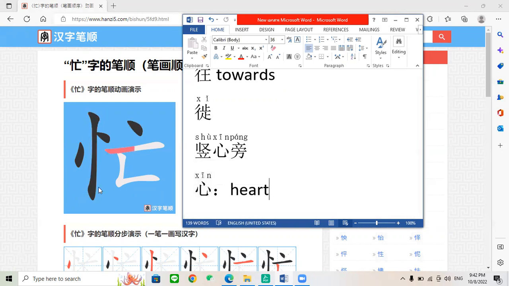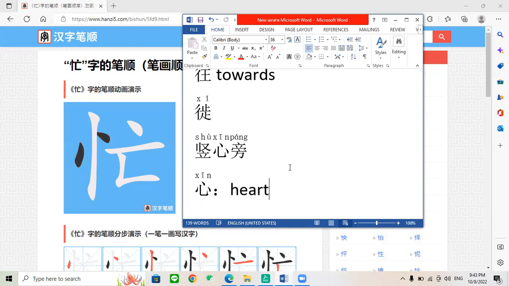Okay, so this radical indicates something about our mental activities, or sometimes it's related to the feeling in our heart. You know, in ancient times, Chinese people believed we use our heart to think, right? Because at that time people didn't know we use our brain to think. We just knew we use our heart to think. So that's why many Chinese characters with the radical of heart or vertical heart are usually related to our feelings and mental activities.